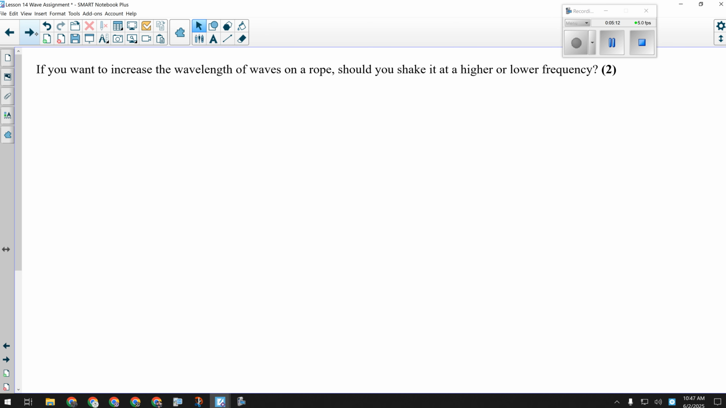If you want to make waves longer on a rope, should you shake the rope faster or slower? Which would make longer waves? If I'm going up and down really, really quick, are the waves going to be long or short? They'll be short. So if I want to make waves that are longer, I should have a lower frequency of going up and down.